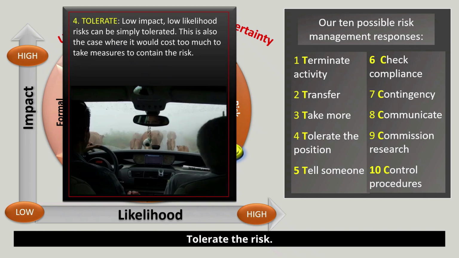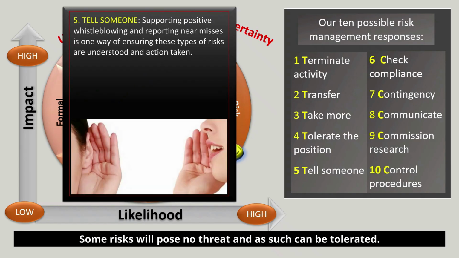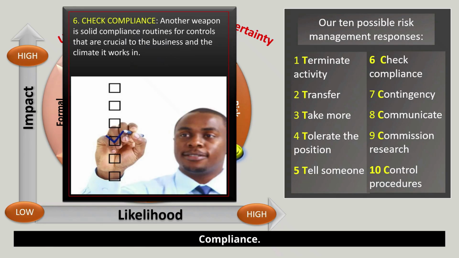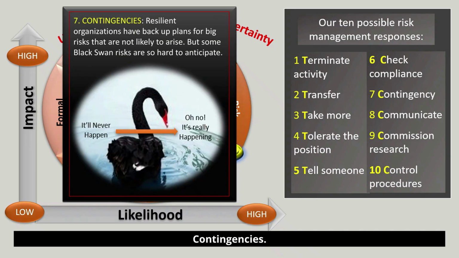Tolerate the risk. Some risks will pose no threat and as such can be tolerated. Tell someone about the problem for issues that can only really be resolved using, say, whistleblowing hotlines and staff exit interviews. Check compliance. One response is to ensure crucial controls are actually working as intended. Contingencies. High impact, low likelihood risks can be addressed through contingency arrangements in the event they materialise.